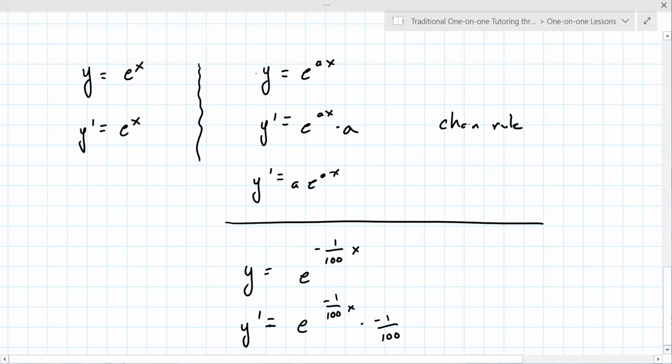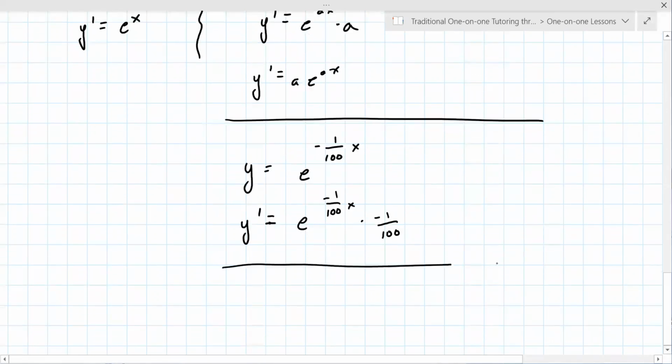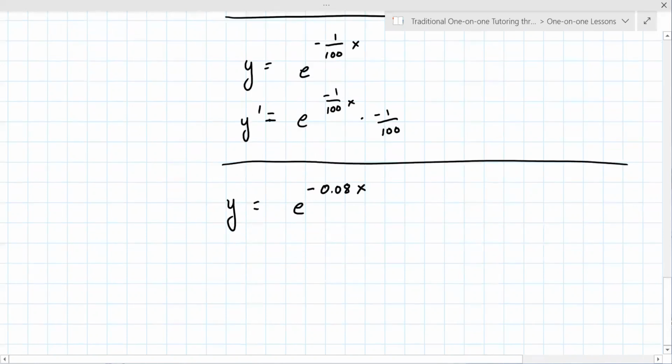Now in your problem, they use decimals, so we'll do one with decimals now. Let's say I tell you that y equals e to the minus 0.08x. So you would do e to the same thing, to the power of minus 0.08x, times negative 0.08.